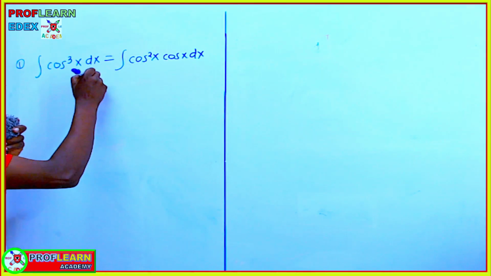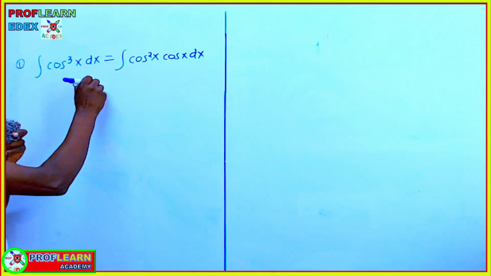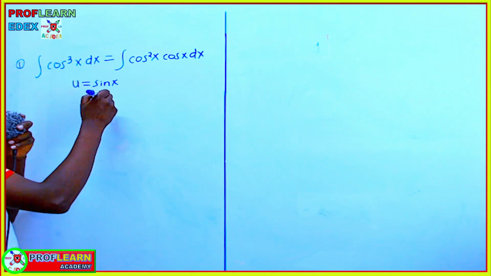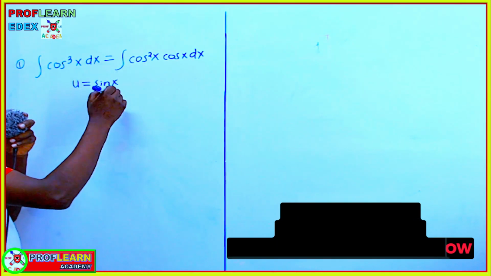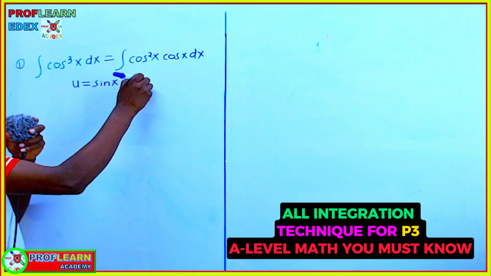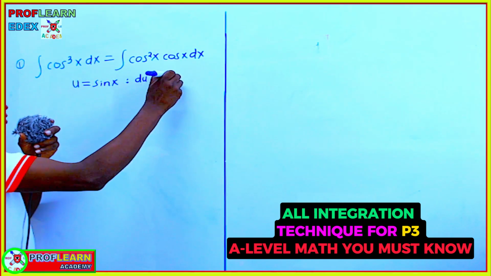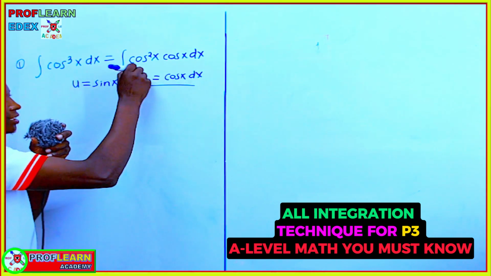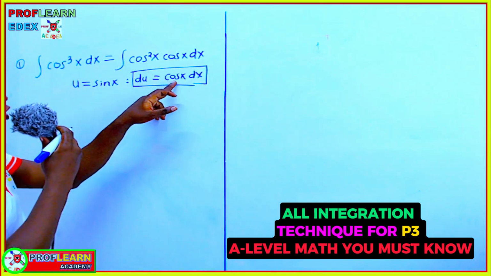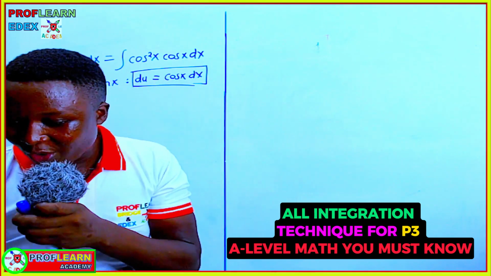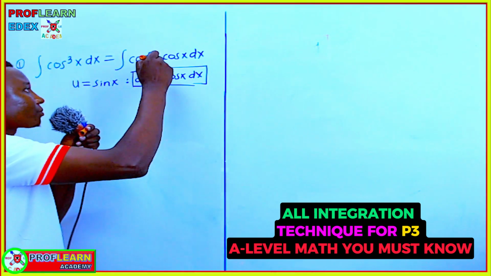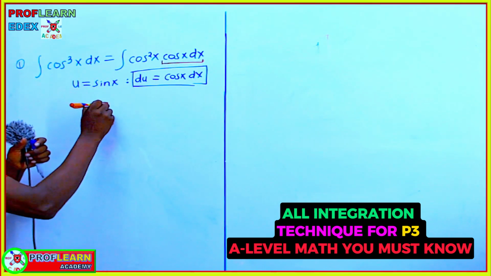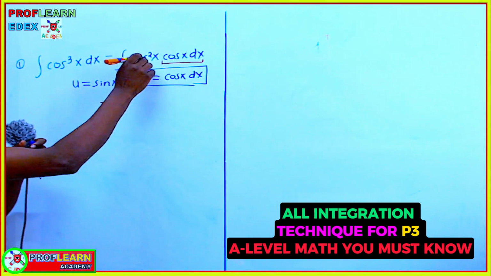So we are going to say our u is going to be sine x. Once you have u like that, we can substitute here, but we are going to find du now. Our du is going to be cos x dx, right? So once we have this, we know that anywhere we have cos x dx, we are going to replace that with du.